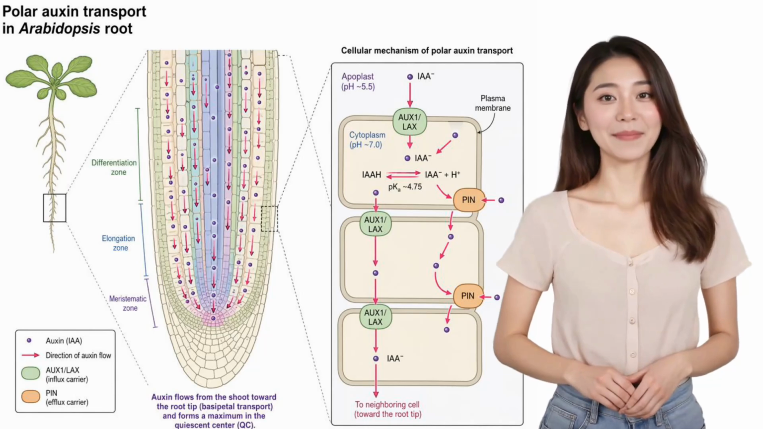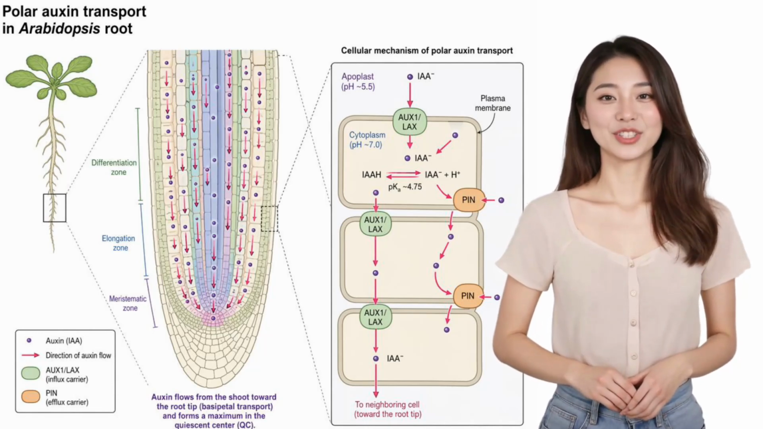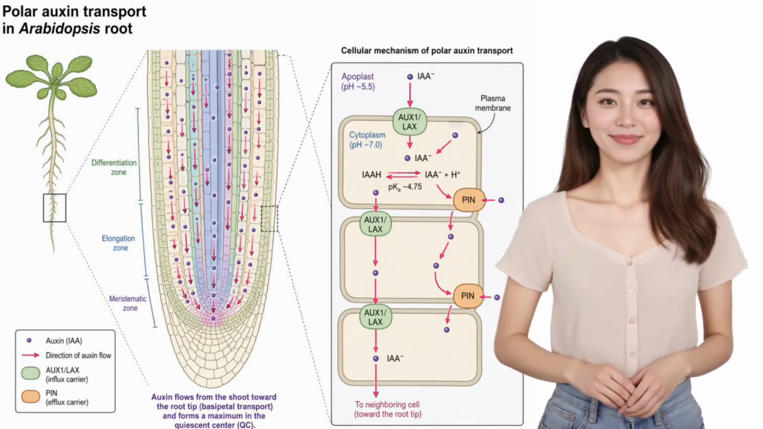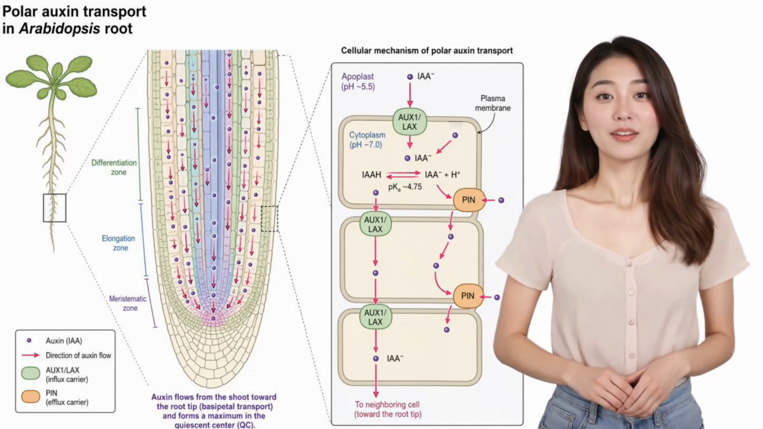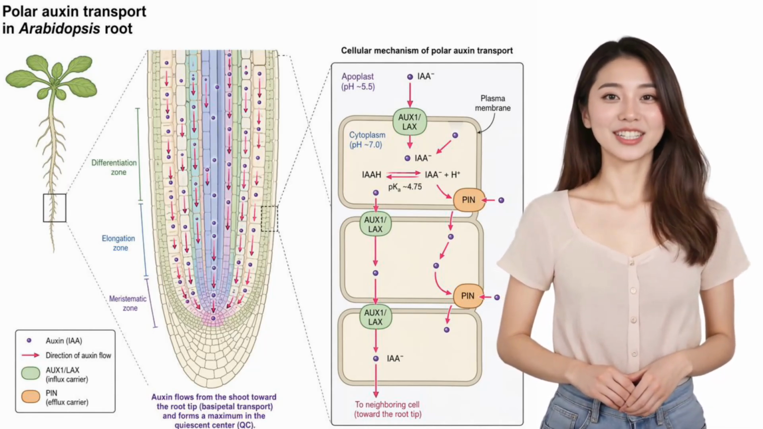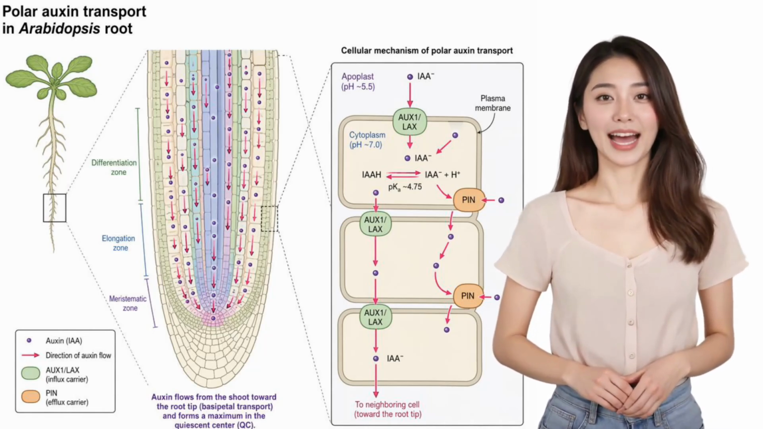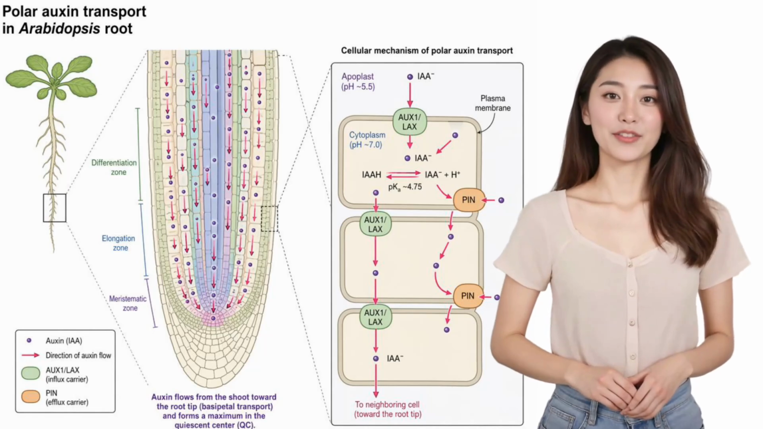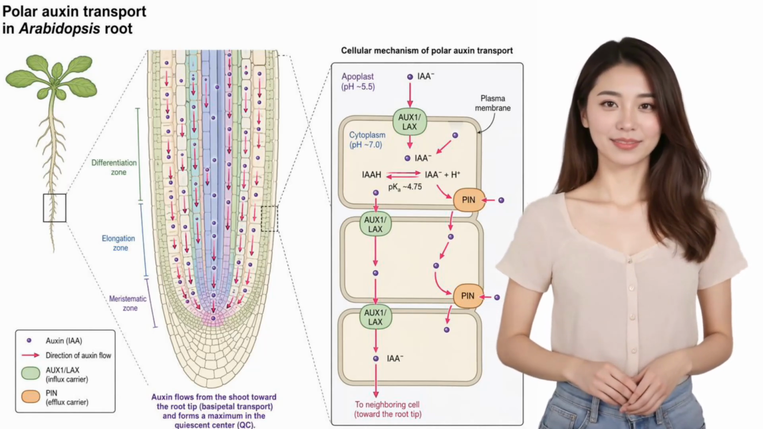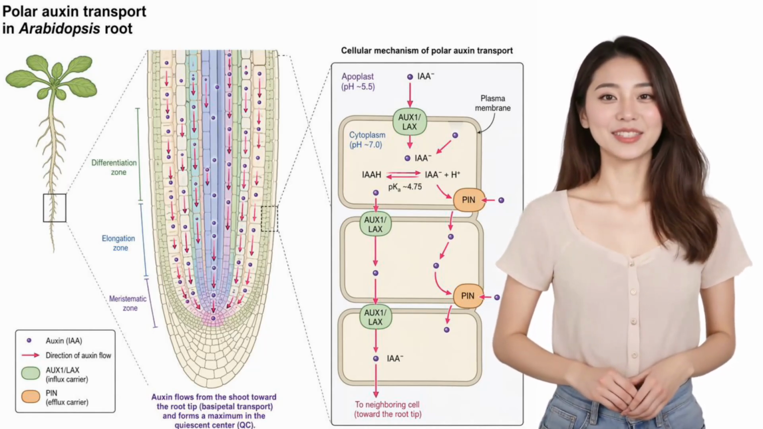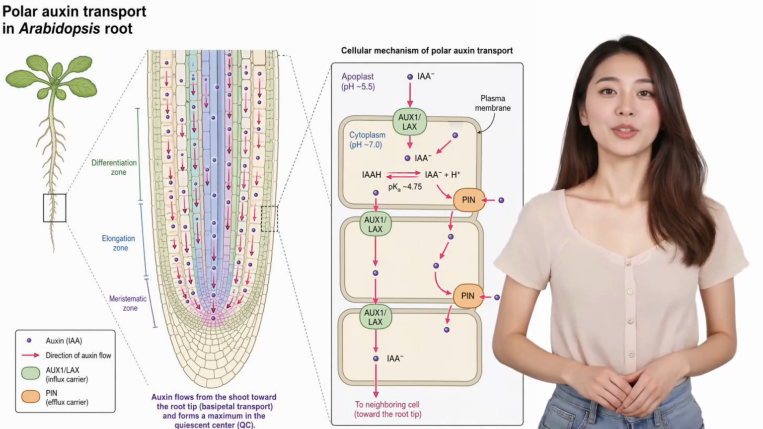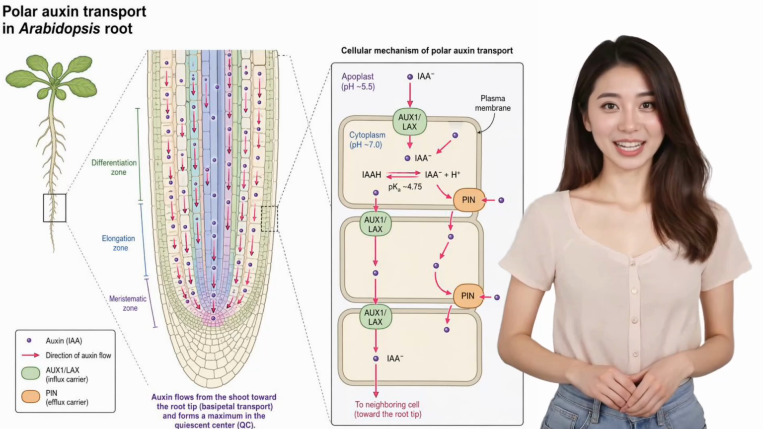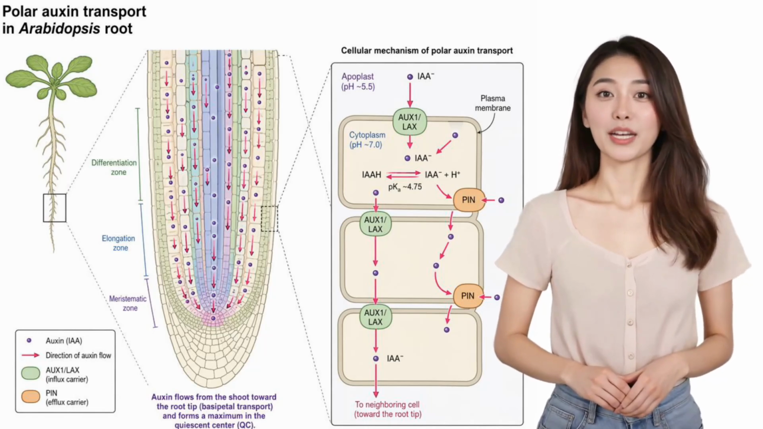That exit is controlled by PIN proteins, the efflux carriers you see on the right side of the cell in the diagram. PIN proteins are asymmetrically placed on the lower basal membrane of each cell, so they always pump auxin in the same direction, downward toward the root tip. And on the influx side, AUX1/LAX proteins sit on the upper membrane to facilitate auxin entry into the next cell. This relay, enter via AUX1/LAX, exit via PIN, is repeated cell by cell, creating a directional stream of auxin movement. It is like a bucket brigade, passing auxin steadily in one direction.